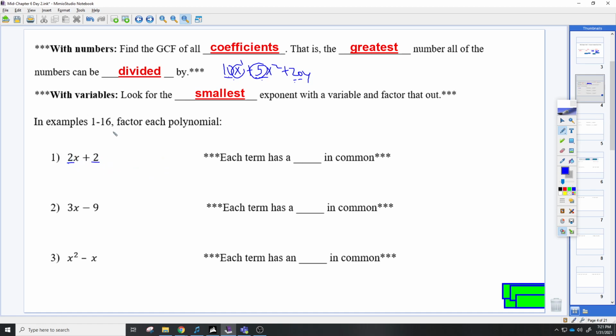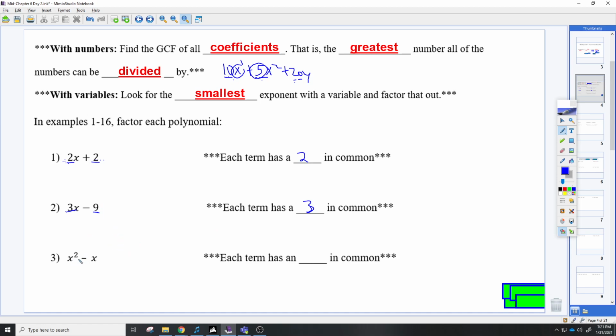So down to number 1, we have factor each polynomial. So we're going to do 2x plus 2. What do they each have in common? Well, all we can look at here is numbers. There's only one x. We don't have two x's here. So what do they have in common? That would be a 2. 2 goes into both of those. And the second one, 3x minus 9. What goes into 3 and 9? A 3.